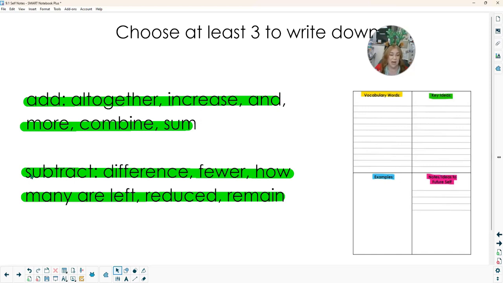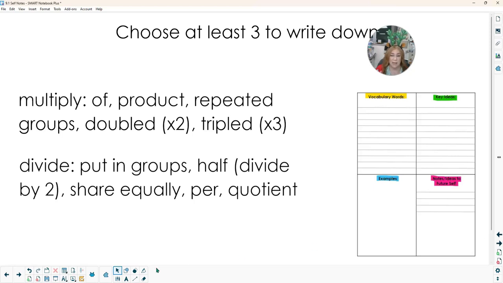Then we have subtract. So the mathematical word is a difference, or if we get fewer of something or less of something. The question might say how many are left or how many more. You can reduce. If it's reduced, it's getting less, or how many are remaining. So those are some words that you might see in your subtraction equations. Same thing, write down at least 3.